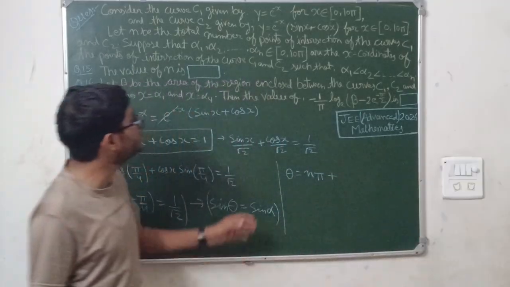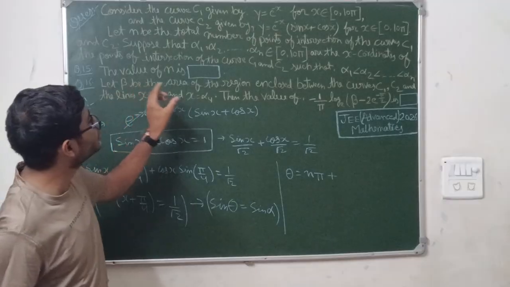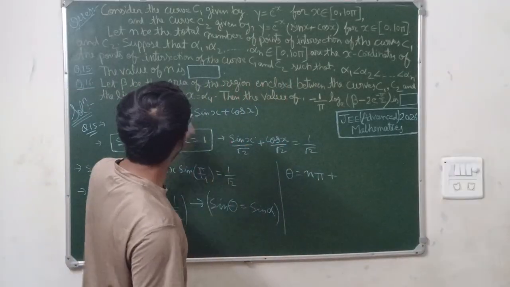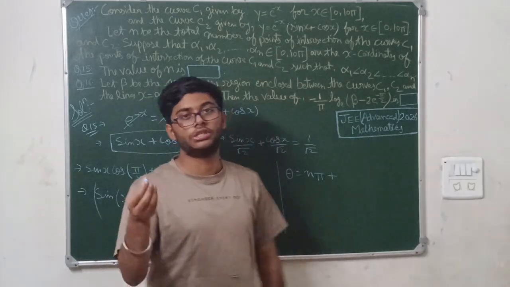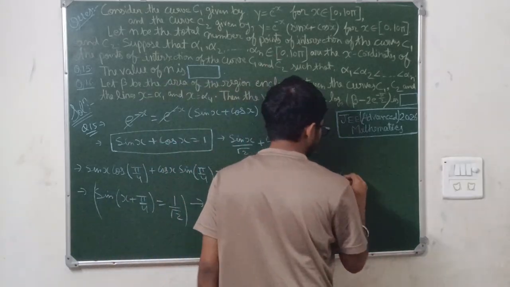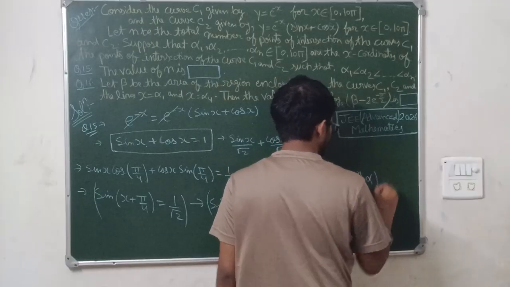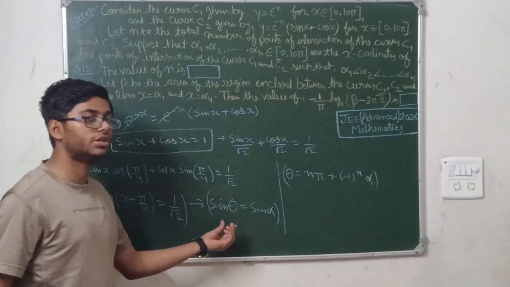Here plus minus is there, but the question is saying the point of intersection should be between 0 to 10 pi on the x coordinates. Now you should not take the minus sign because 0 to 10 pi is all positive. So n pi plus minus 1 to the power n into alpha. This is the general solution of this equation.